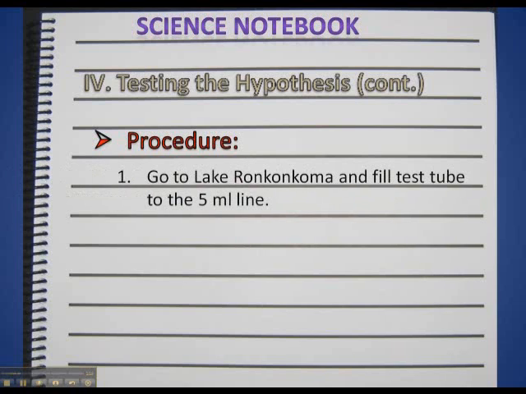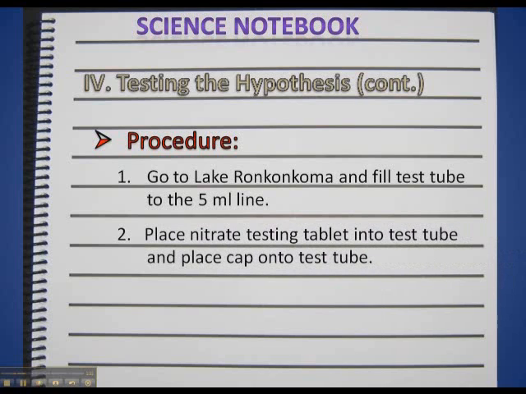Now, the first thing we're going to have to do is go to a water source. In this case, the first stop would be Lake Ronkonkoma, and you have to fill the test tube to 5 milliliters. There's a line on the test tube so that we know where exactly it has to be. The second thing, we have to place a nitrate testing tablet into the test tube and put the cap back on it.